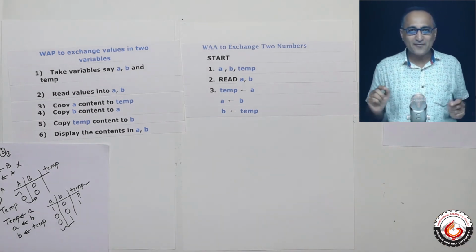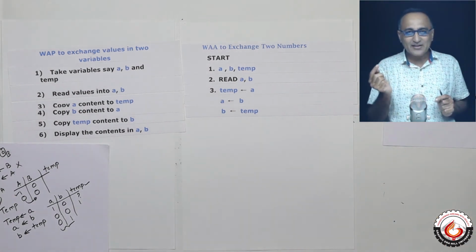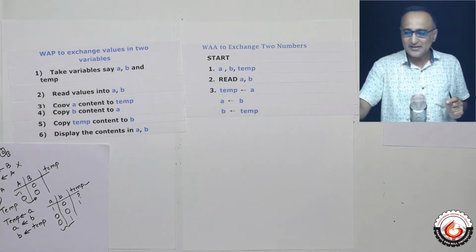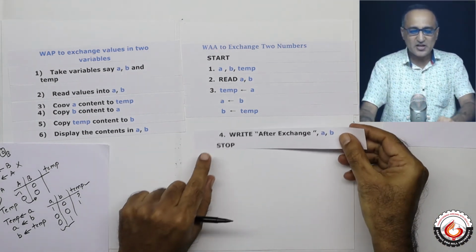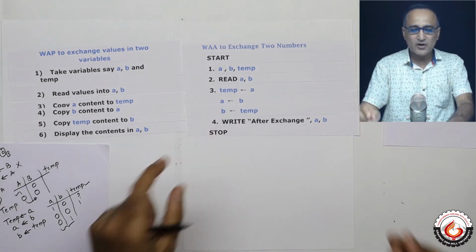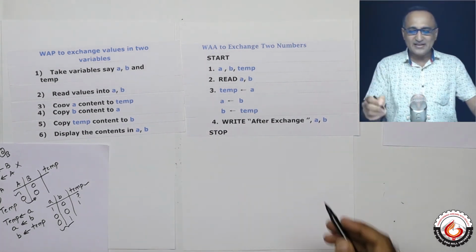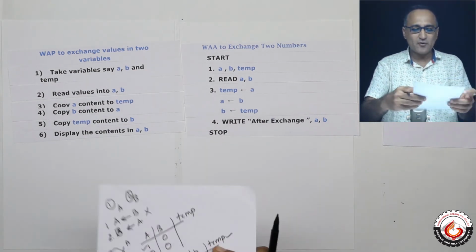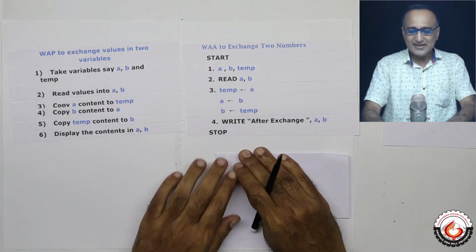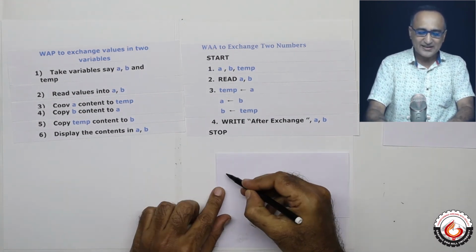Now I just need to print the result. So after the exchange, step number 4 comes into the picture. In step number 4, we are going to print the results, the exchanged values of a and b. In order to see if this logic really works, let's take some values and test.